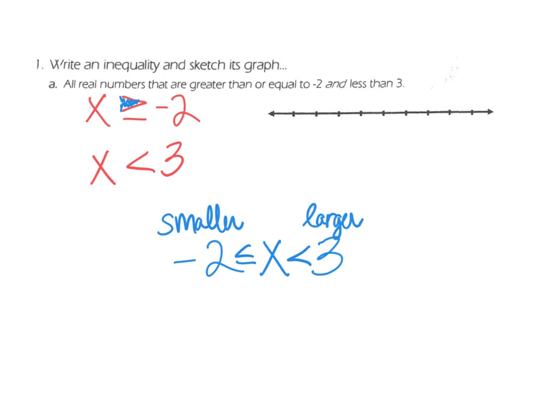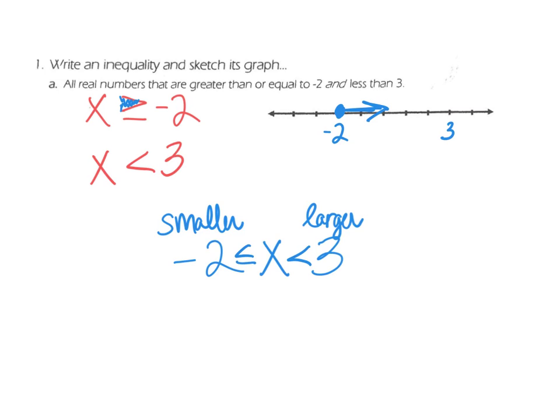Let's graph them. -2, just put it somewhere. -1, 0, 1, 2, 3. Count so that you get the spacing correct. Okay. Open circle or closed circle at -2? Which direction does it go? Be careful. Go to the original OG problem.